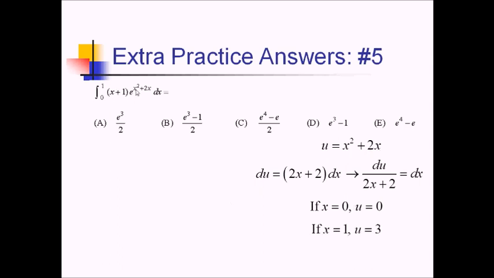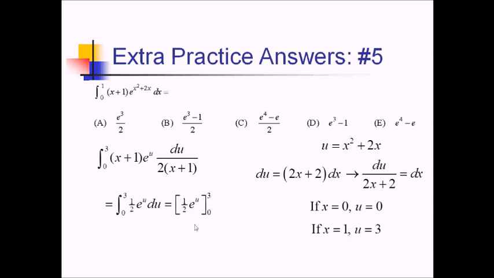So this then becomes the integral from 0 to 3 of x plus 1 times e to the u times du over 2x plus 2. Now 2x plus 2, I already kind of factored it here. This is really 2 parentheses x plus 1 if you want it to be. So these x plus 1s that I now see can cancel, and we have 1/2 times e to the u du. So that's just going to be 1/2 e to the u, evaluated from 0 to 3.